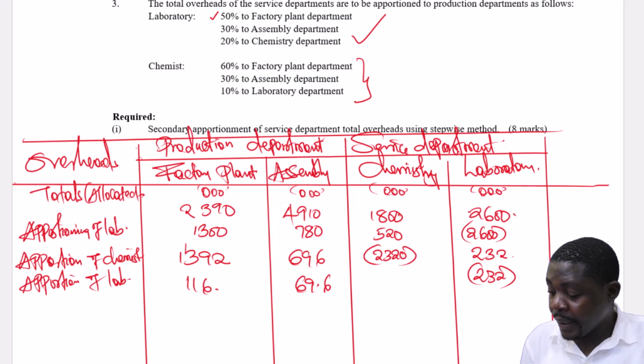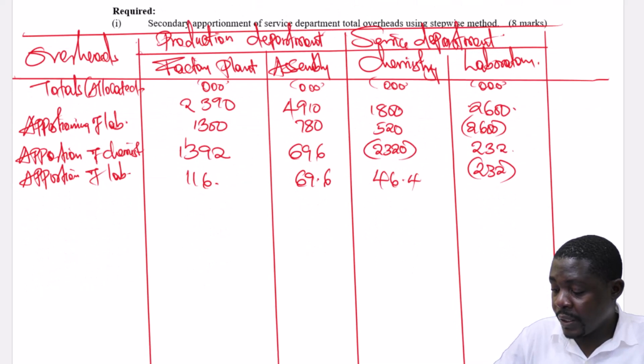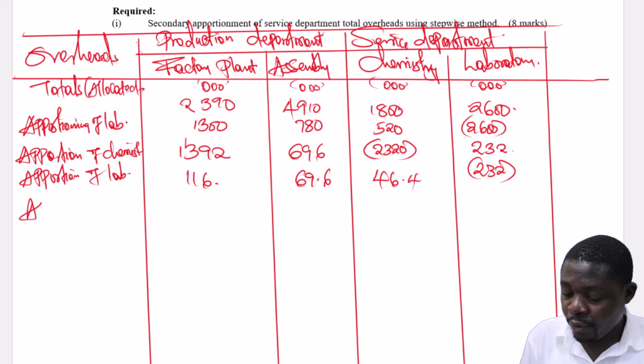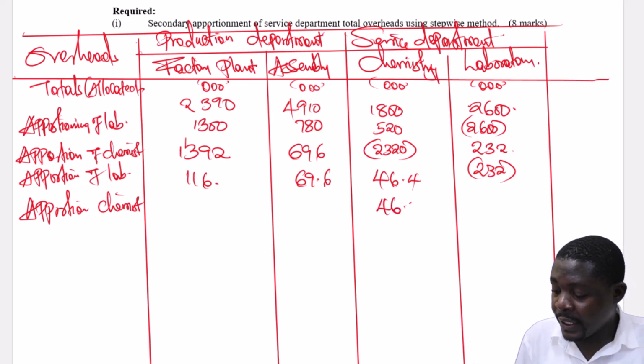69.6. And then the last one we have 20%. You have 46.4. Then you have to apportion chemistry. This is what you are apportioning, 46.4.